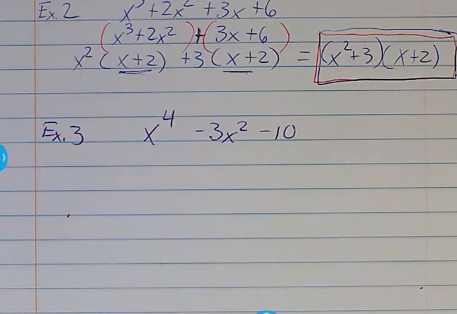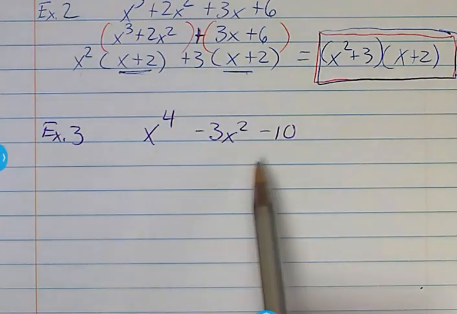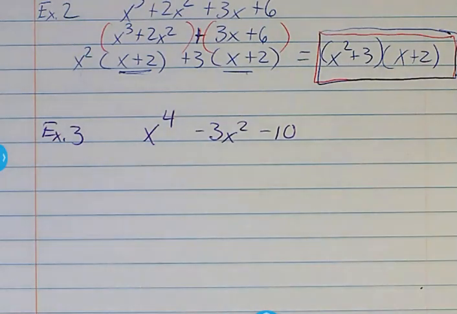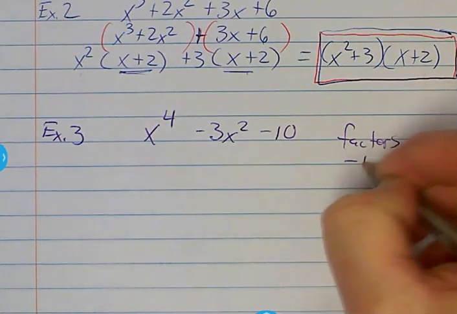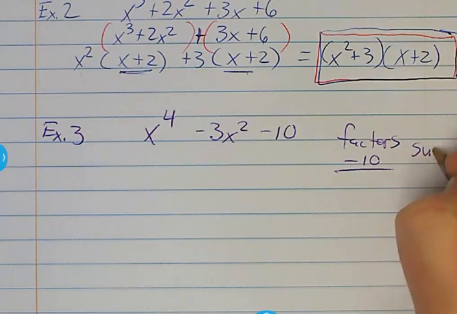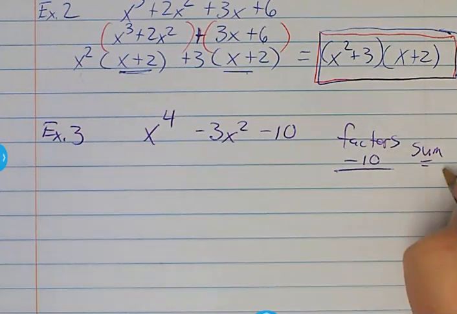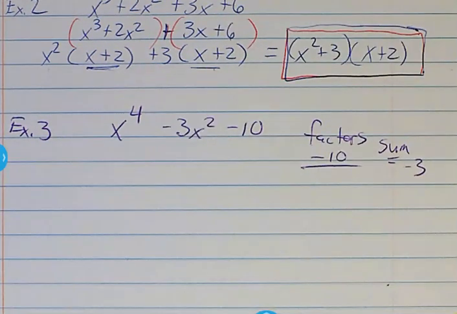Okay, so we're still going to go through the setup on this one. We've got three terms, still got a trinomial, and this one will work only for x to the fourth. In this case, there's not a greatest common factor, so there's nothing we can do for this one. We're still going to look for the factors of negative 10, where the sum in this case would equal negative 3.